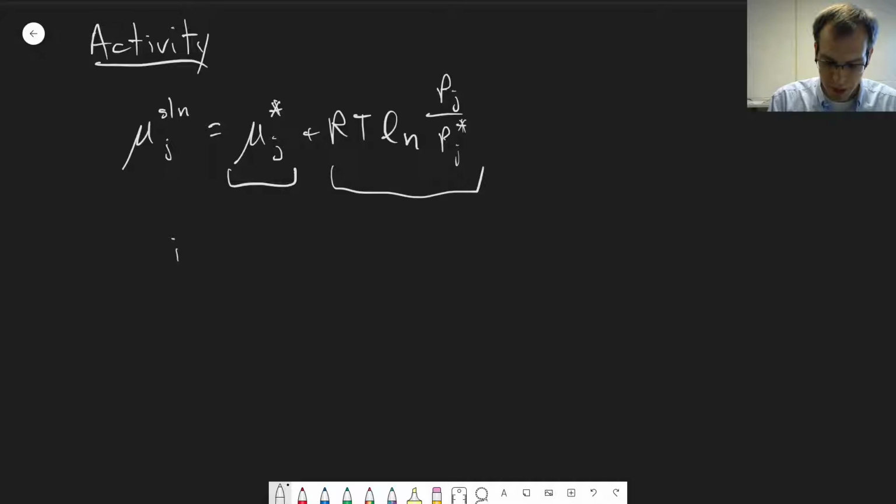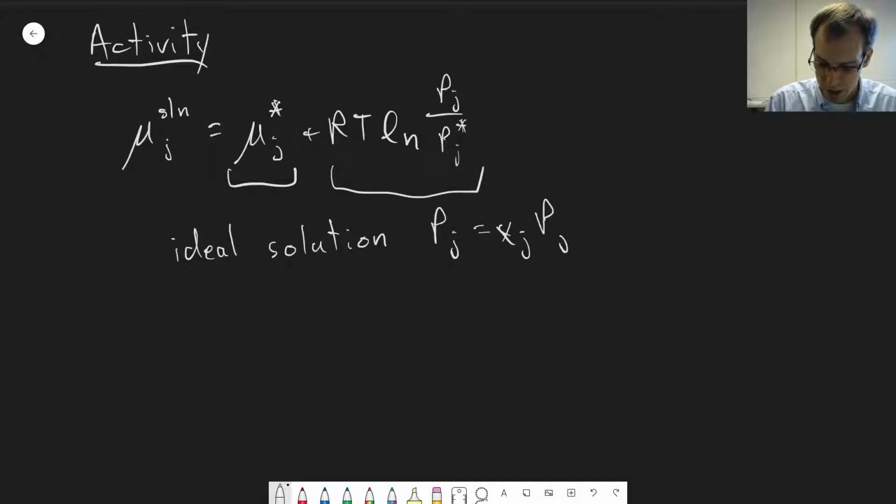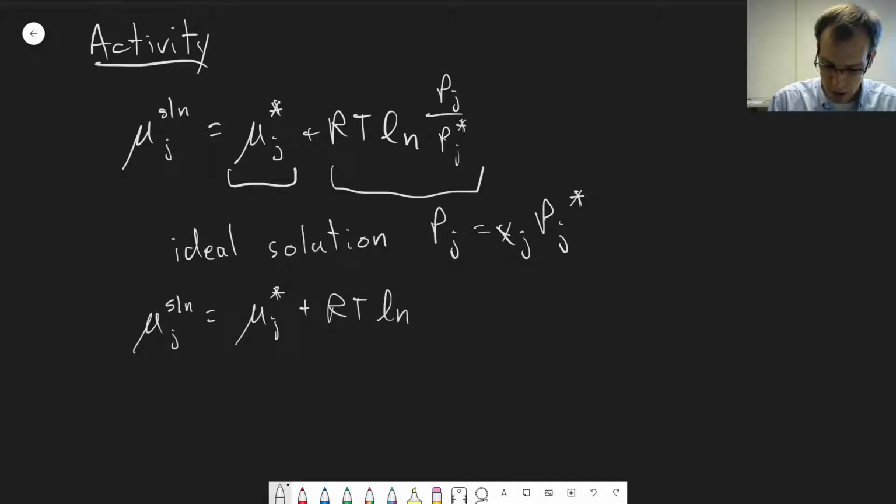And if you remember, for an ideal solution that behaves according to Raoult's law, we can say that Pj is equal to xj times Pj star. Then we can substitute that into this expression, and we'll get RT log xj, right? So we get an expression that depends on a concentration, in this case the mole fraction.